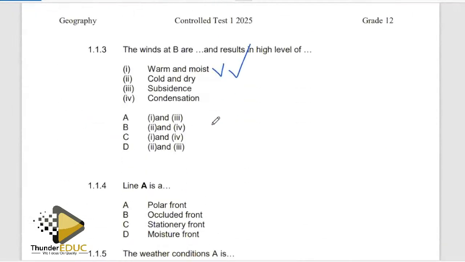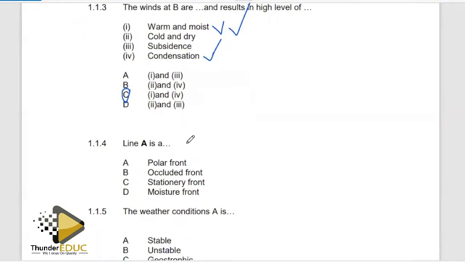Warm and moist winds result in high levels of condensation. When they reach the dew point level, they cause condensation, which is the transformation of the moisture in the wind into clouds. So the correct response must match item number 1 and item number 4, which gives us the correct response as letter C. Right.